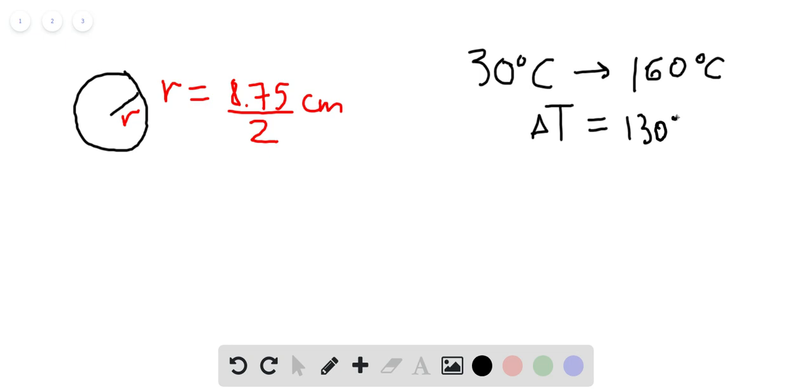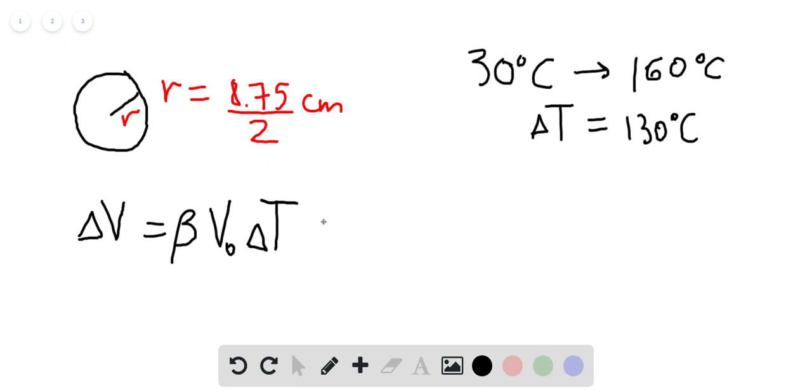130 degrees Celsius. Now, this time we're dealing with a sphere instead of something that has a length or a height, and the sphere is in 3 dimensions. And so we will have to use a slightly different equation, which is an equation for volume expansion. And this equation is delta V equals beta times V0 times delta T.